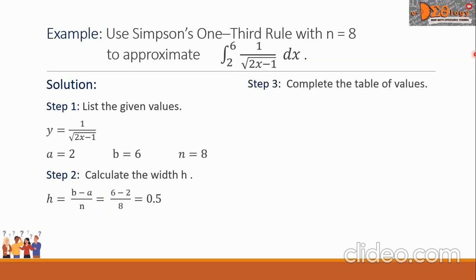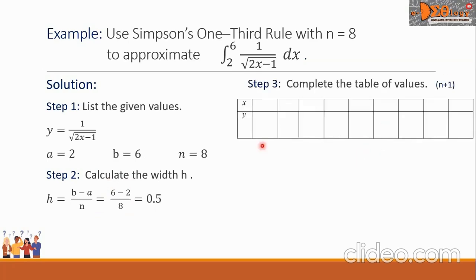Step 3, let us complete the table of values for x and y. For the number of columns here, we write n plus 1. Our n is 8, so 8 plus 1 must be 9. So we have here 9 columns. For the x row, the first blank is reserved for the value a, and that is 2. The last blank for the x is reserved for the value b, that is 6.